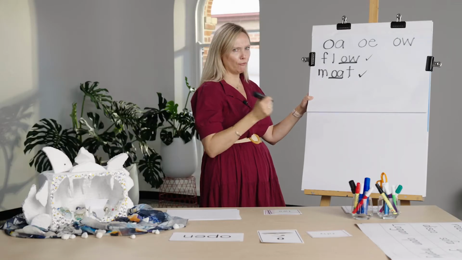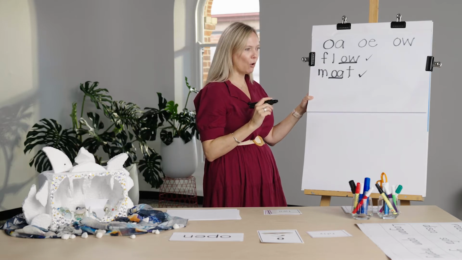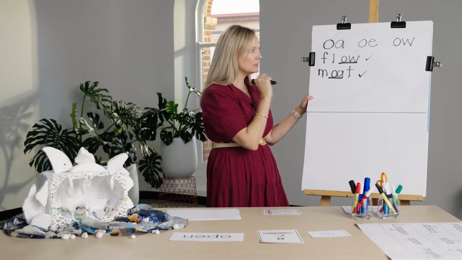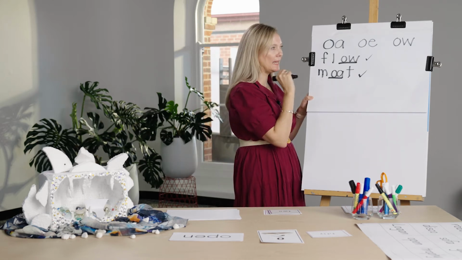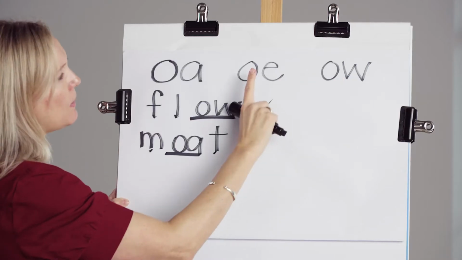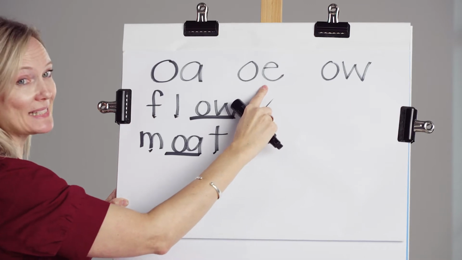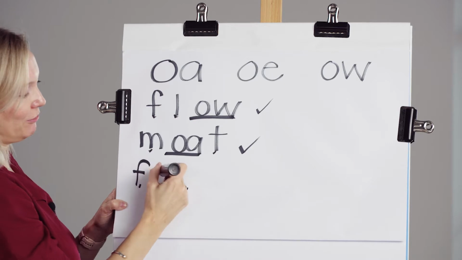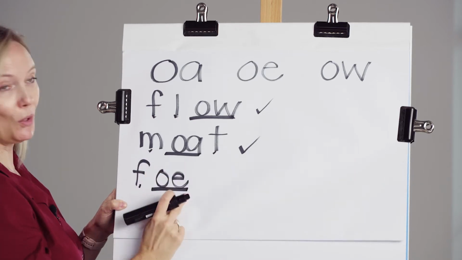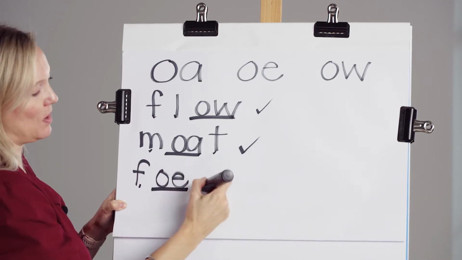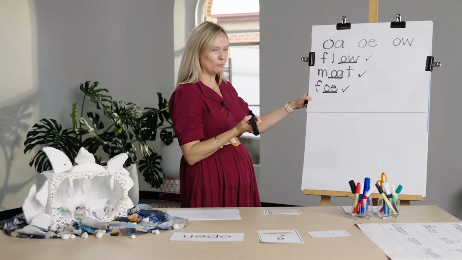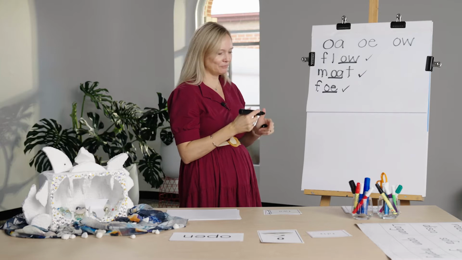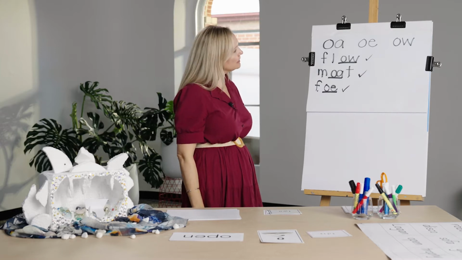Last one, foe. Foe. F, o. Two phonemes. The o is at the end. I've already used this one. Do you remember that from last lesson? F, o. O-e, o. Well done. Do you remember what foe means? An enemy. Great work. I'm really proud of my spelling today.